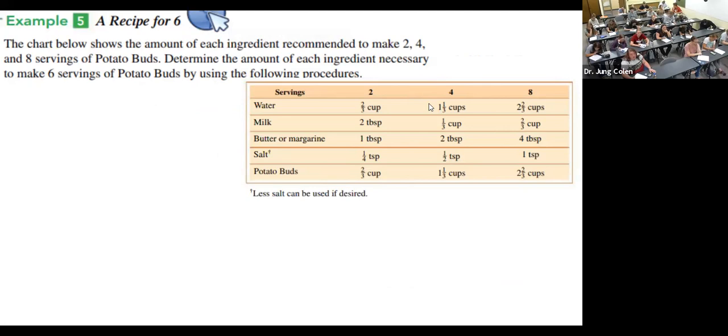Okay, so let me put out your names, okay? You need to tell me what you did, what strategy, and what you got. Okay, let's find it out. 6 servings. Water. How about Emily? How did you find water?